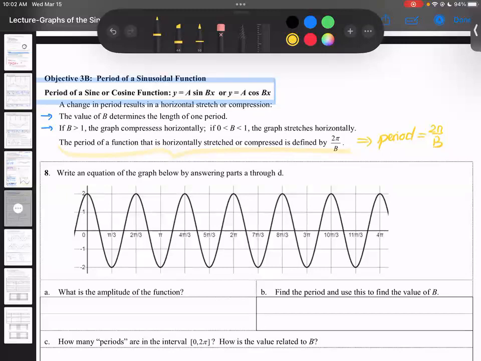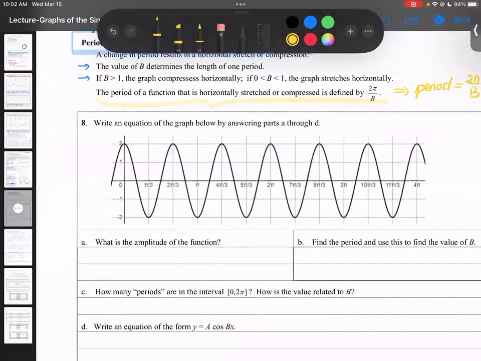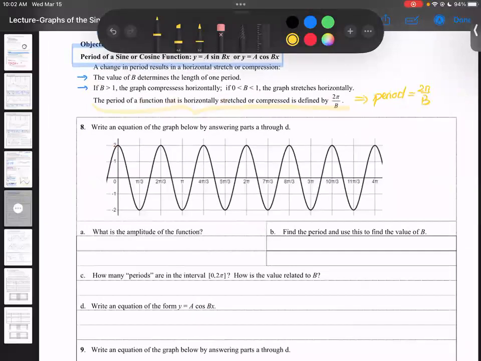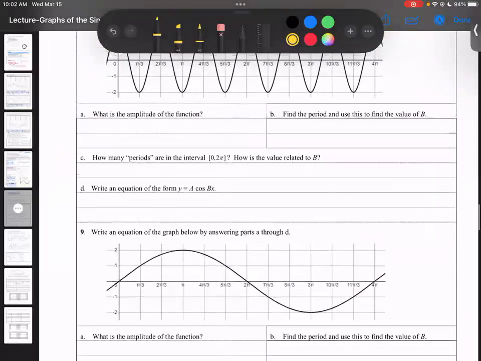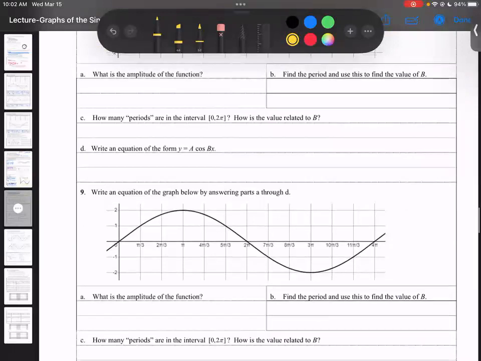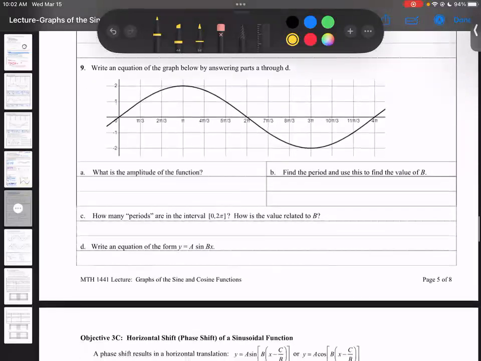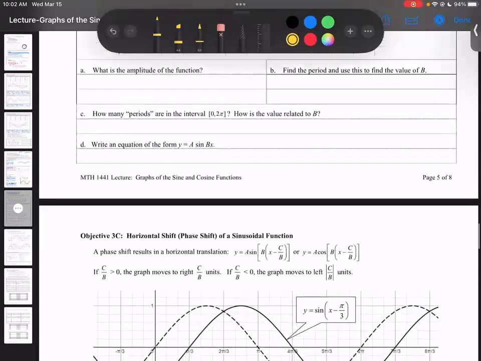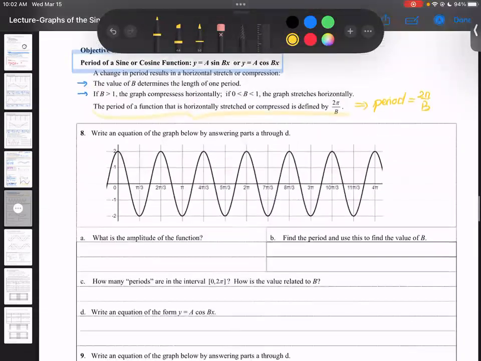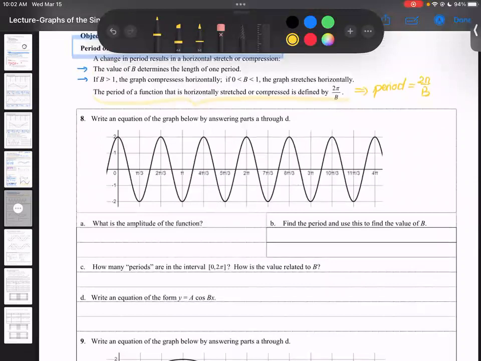So far, so good. That's just theoretical stuff. Let's take a look. On your next exam, you might have something like number nine. We'll talk about that later, but let's do number eight. What is the amplitude of the function here?